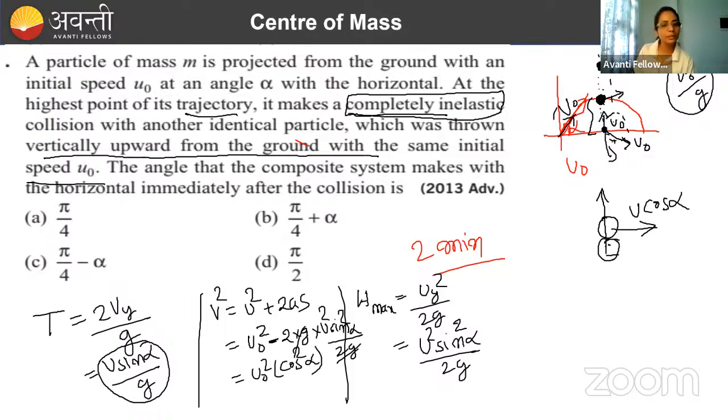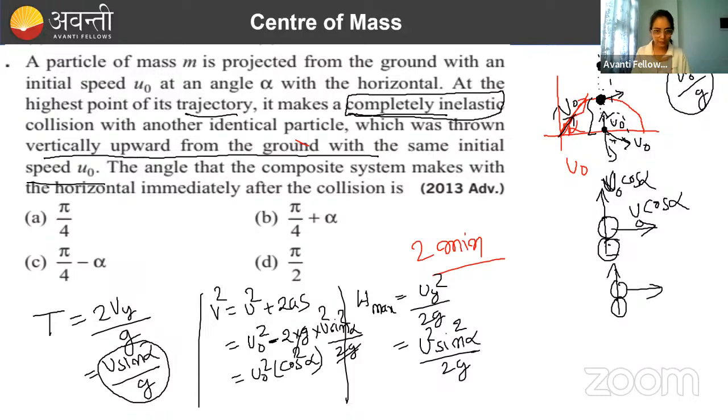So what will the value of v be? u naught cos alpha. So its velocity is also how much? u naught cos alpha. Done. So both the particles have the same velocity magnitude in different directions. One is going like this, another is going like this.